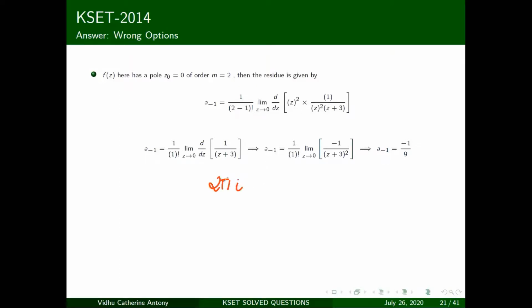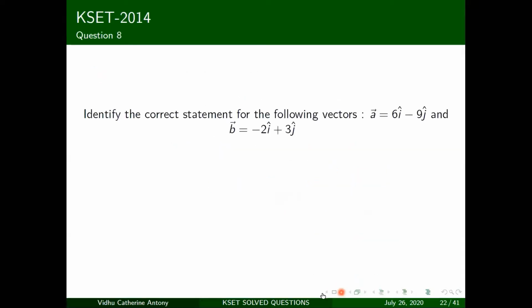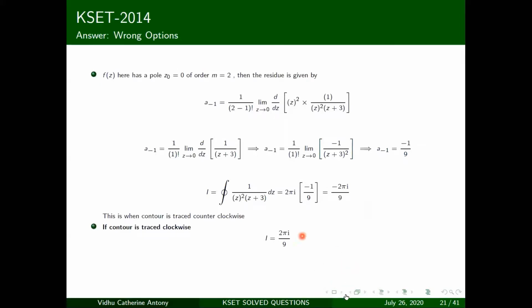So you have 2 pi i times -1 divided by 9, which is -2 pi i divided by 9. This is actually there in the options. But the mistake they made was a typo: instead of counter, they wrote contour. Because of that, people thought it was clockwise, and then it does not fit any of the options. So you have plus 2 pi i divided by 9 for clockwise, which was not there in the options. That's the reason they gave grace marks for this question. So that's the answer.